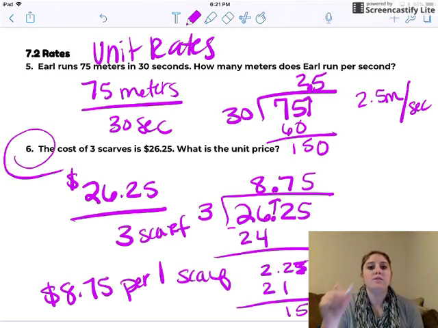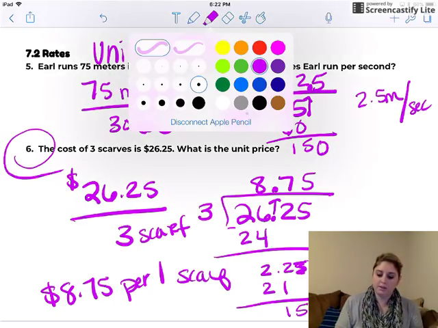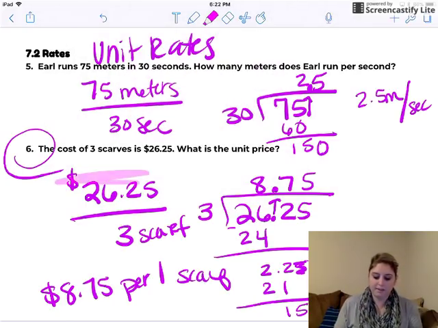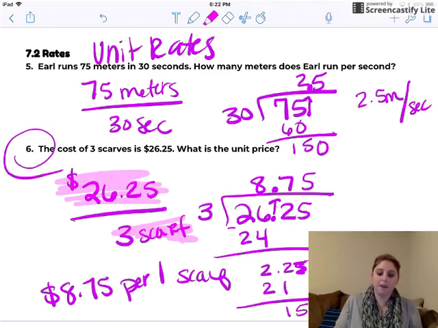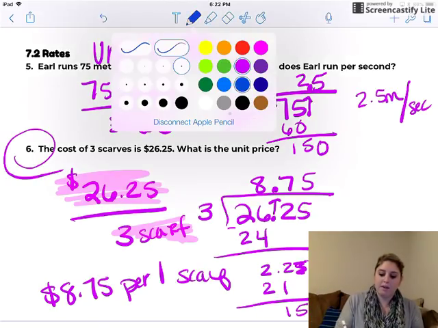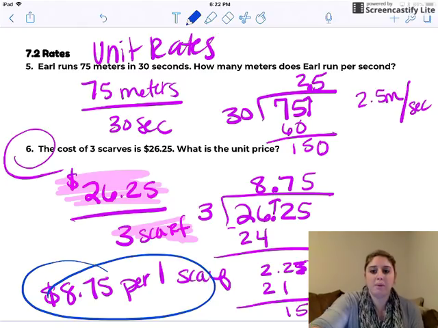All right, so if we are finding the unit price, I did $26.25. That's how much it cost me for 3 scarves. And remember, when I'm dividing, I'm trying to find per one, so I'm going to just go ahead and divide, and I end up with $8.75 per one scarf.